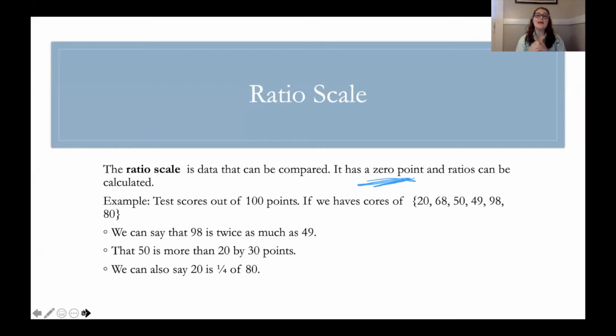So for example, if a test scores out of 100 points and we have scores of 20, 68, 50, 49, 98, and 80, we can say that 98 is twice as much as 49 because we have a 0 point. We can also compare differences. We can say that 50 is more than 20 by 30 points. We can also say that 20 is 1/4 of 80, all because we have this 0 point. And thank goodness no one got a 0 on this imaginary exam I made up.